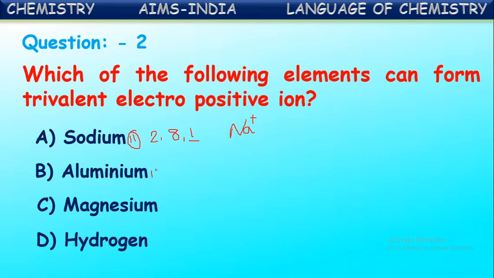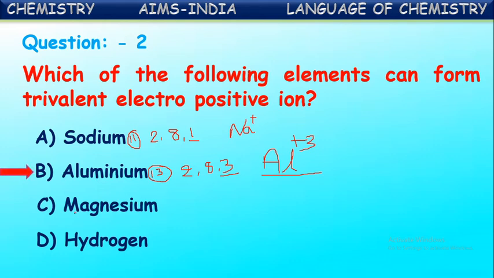What is the atomic number of aluminium? 13. So can we say the configuration? Yes, 2, 8, 3. So how many valence electrons are there? 3. As it has 3 valence electrons, in becoming stable, it loses those 3 electrons and forms Al plus 3 ion, which is also called a trivalent electropositive ion. So aluminium can form a trivalent electropositive ion by losing 3 electrons.